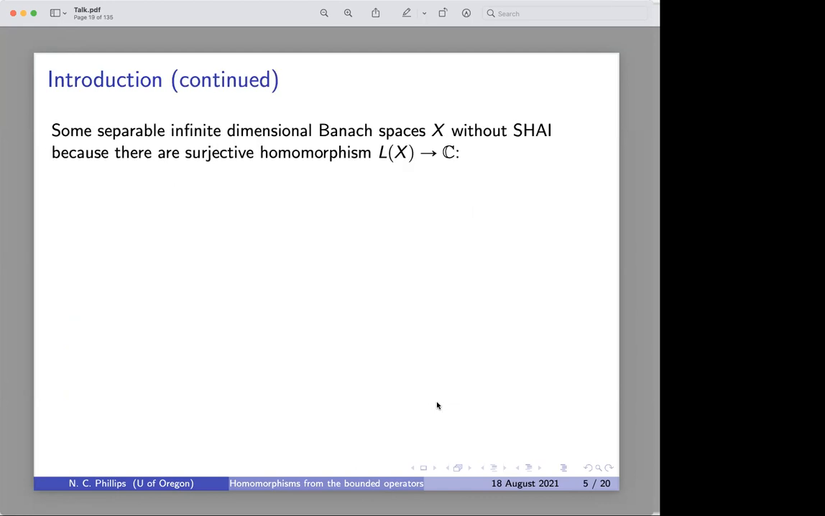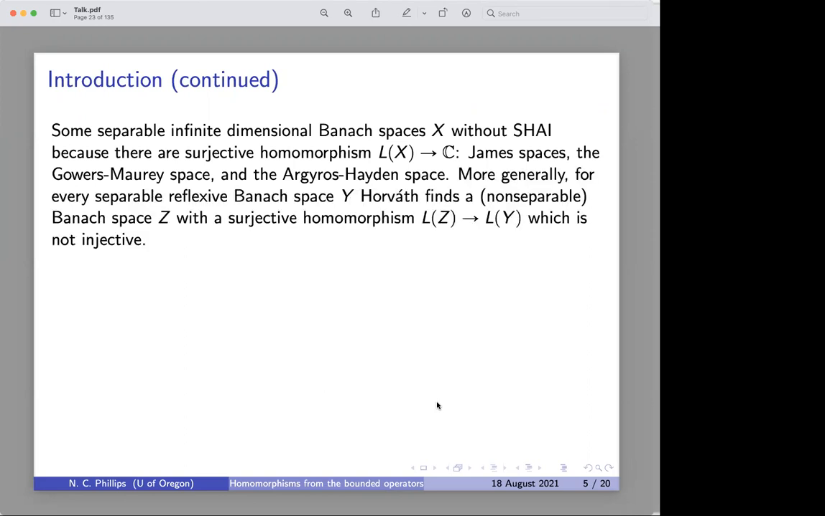So some further things in the introduction. There are certainly some separable infinite dimensional Banach spaces without the SHAI property. And I mean, there are more examples than this, but here for really trivial reasons, although proving them is highly non-trivial, namely that there are surjective homomorphisms to the complex numbers. James spaces, those are old. Gowers-Maurey space, Argyros-Haydon space. Horvath's paper actually lists some more, which I won't go into.